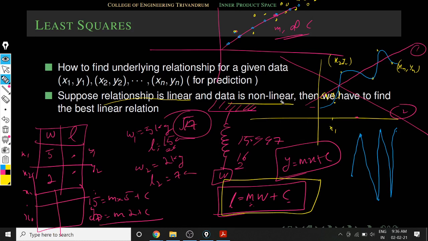You got the idea? Actual underlying relation for a particular problem is linear.